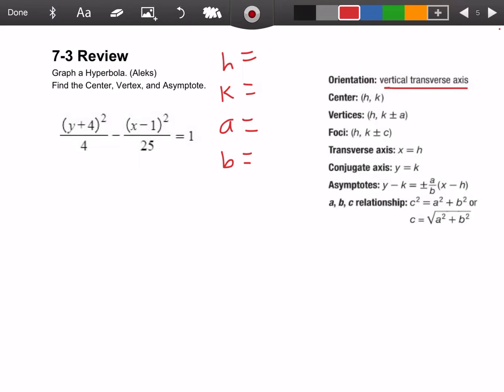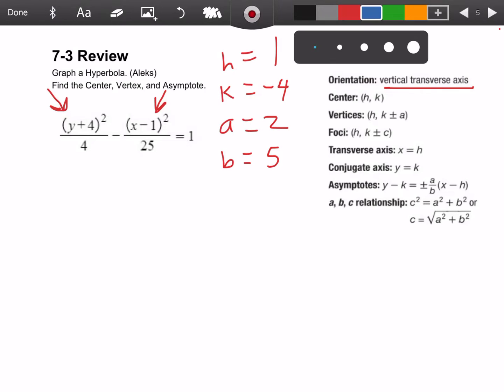In this case we have a vertical transverse axis because our y comes first. That's how we can tell if it's vertical or horizontal. Because the y comes first, it's vertical with a hyperbola. Our h is going to be with our x term, and it's the opposite of what we see, so that's 1. Our k would be -4. a in this case would be the square root of 4, which is 2. And b would be the square root of 25, which is 5.